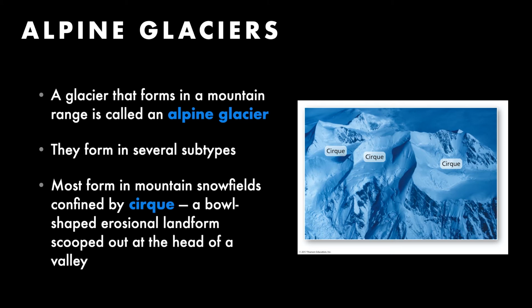We're not going to talk about all of them, but most are going to form up in the mountains in snowfields that are confined by what we call cirque. And that's a bowl-shaped erosional landform that's scooped out at the head of a valley. So you can see 3 cirques here in this image that you see.